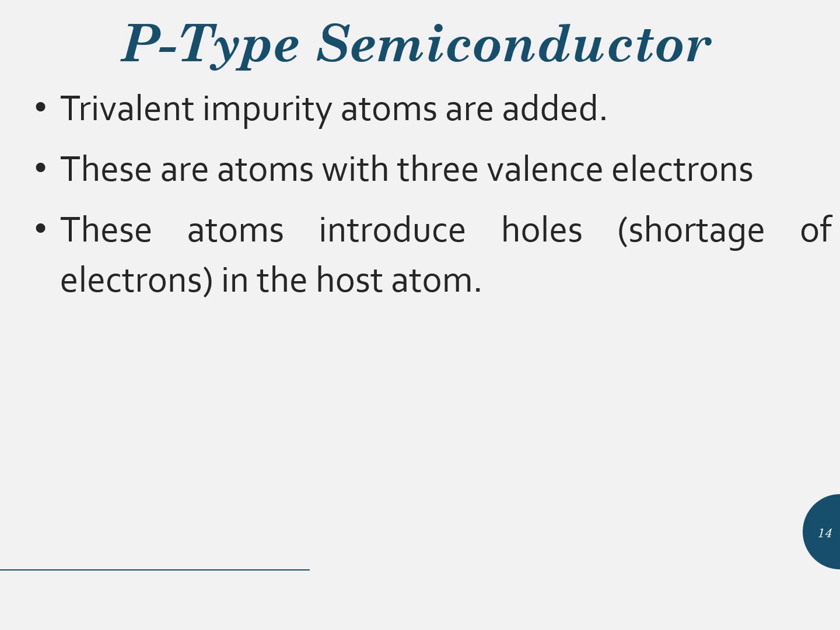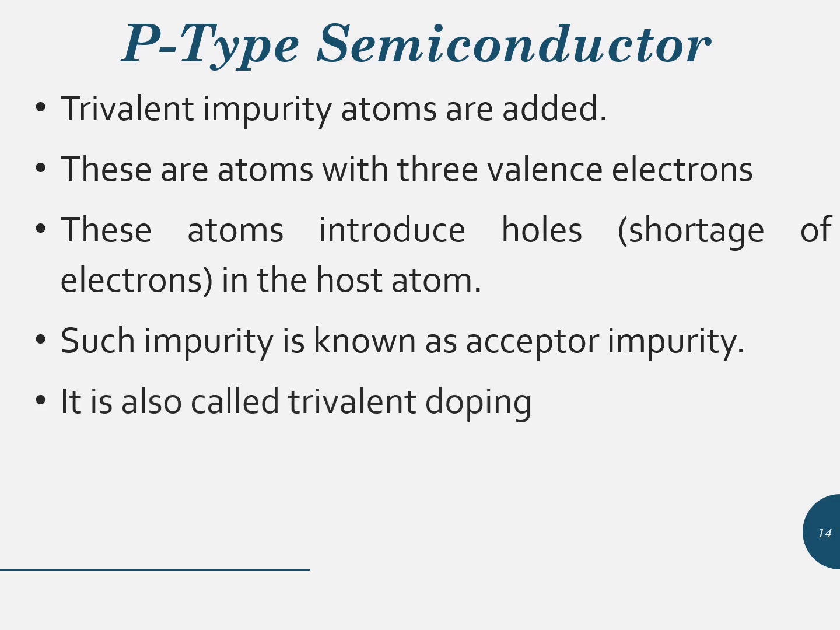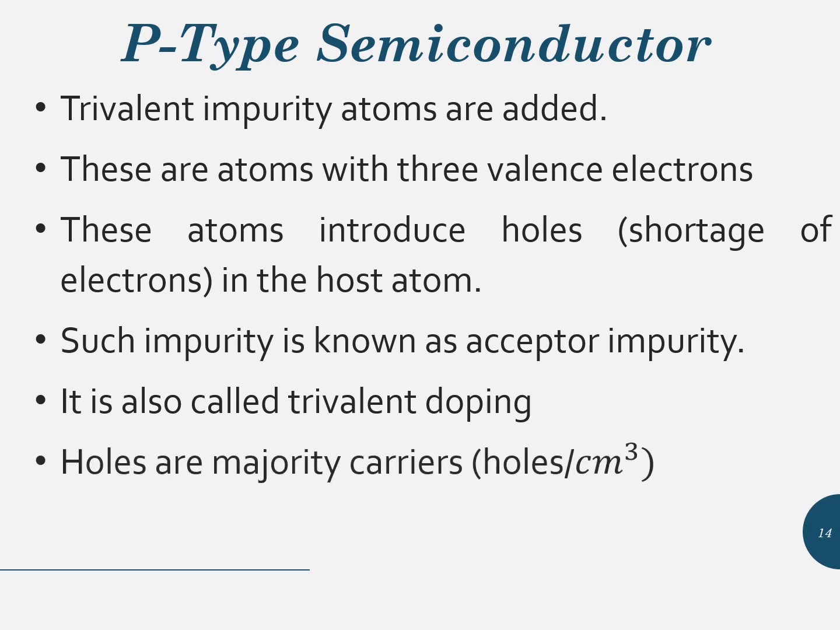Such impurity is known as acceptor impurity. Since the trivalent atom can take an electron, it is also known as an acceptor atom. This type of doping is also called trivalent doping. In p-type semiconductors, electrons are the minority carriers and holes are the majority carriers. It is measured in holes per cubic centimeter.